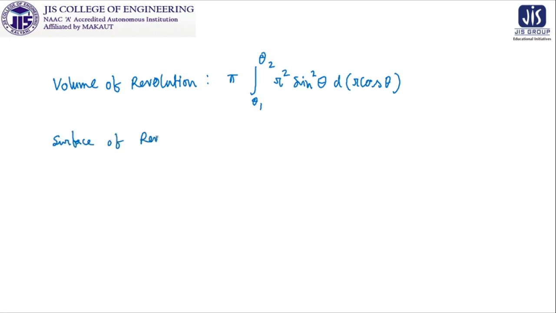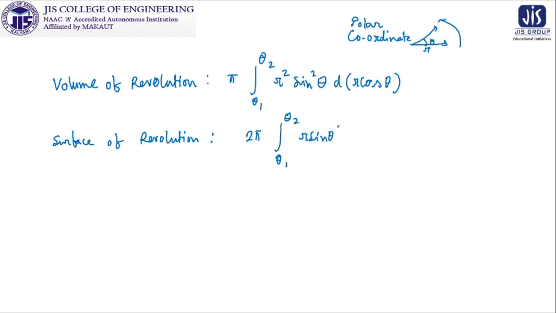And the surface of revolution will be 2 pi integration theta 1 to theta 2. I think you are getting my point. R theta is in polar coordinates, and it will be theta 1 to theta 2, r sine theta, then root over dr square plus r square d theta.